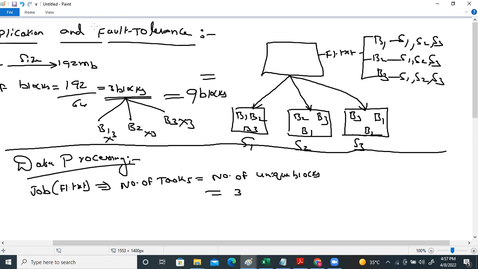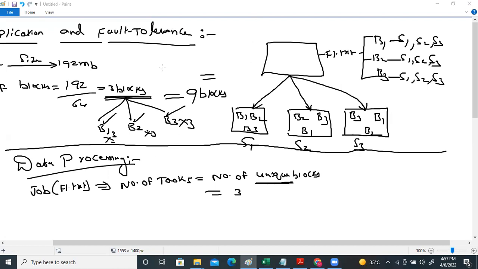Okay. So we don't need to consider duplication blocks. We have to consider only main blocks. Unique blocks means 3 blocks only. B1 replicated by 3, B2 by 3, B3. But originally B1, B2, B3. Unique blocks. You replicated for 3 times, 3 times, 3 times, 9 you got.